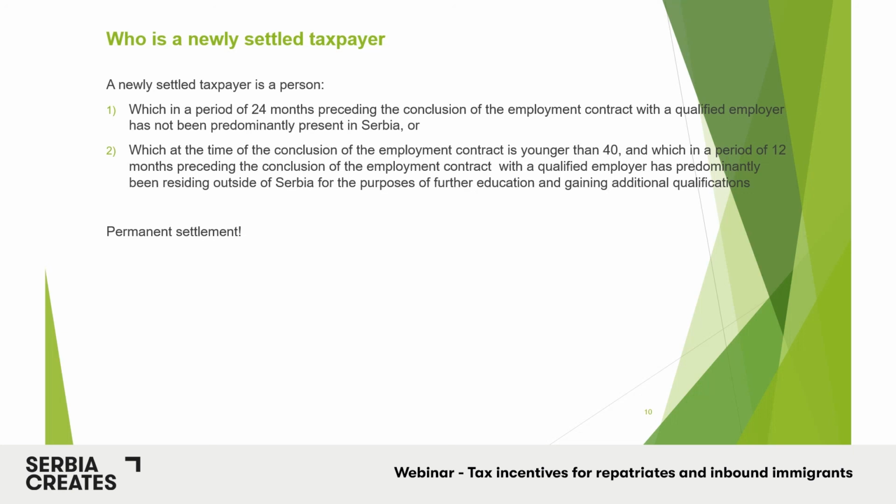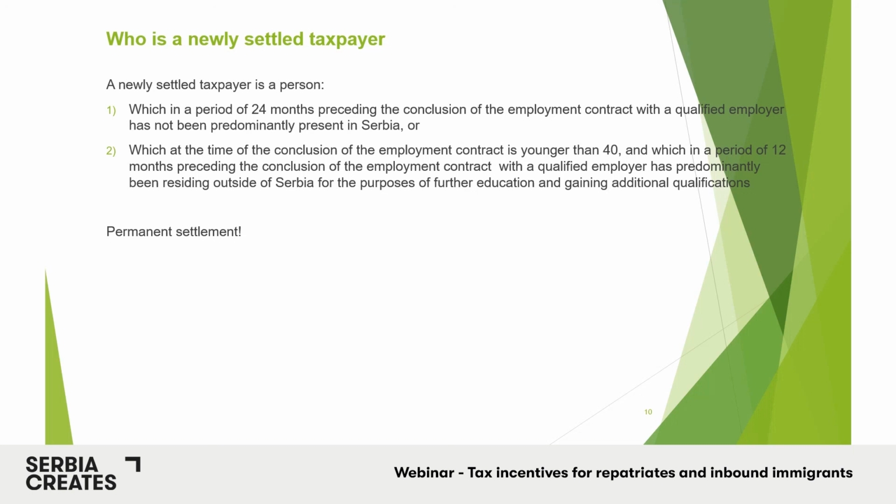In the case of persons who are younger than 40 and who have been abroad for the purposes of further education, they need to have not been predominantly present in Serbia for a period of 12 months preceding the conclusion of the employment contract. In the case of those younger than 40, the idea was to provide a better bargaining position, for example, to master students who have been abroad for just 1 year and who are now contemplating whether to stay abroad or to come back home.